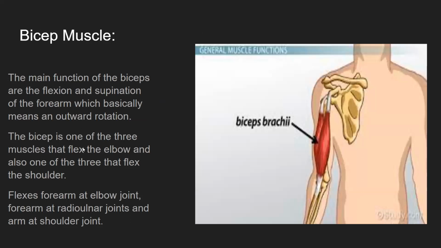The bicep muscle. The main functions of the biceps are the flexion and supination of the forearm, which basically means an outward rotation. The bicep is one of the three muscles that flex the elbow and also one of the three that flex the shoulder. It flexes the forearm at the elbow joint, the forearm at the radial-ulnar joints, and the arm at the shoulder joint.